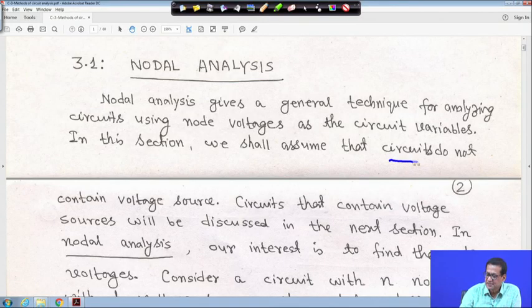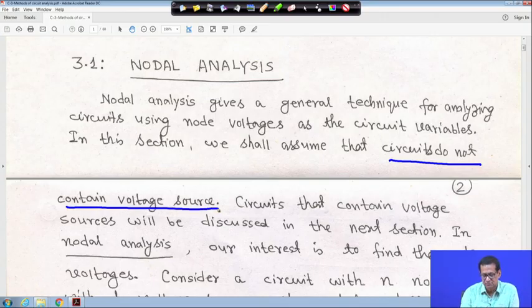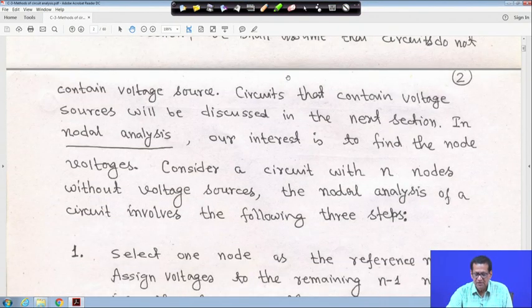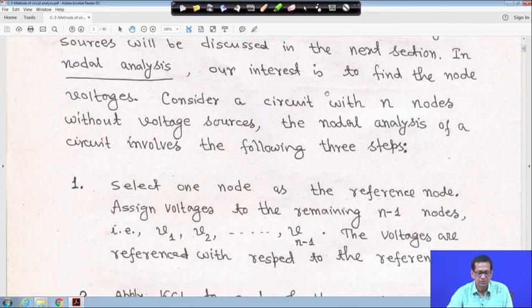First we will assume that circuits do not contain a voltage source. There is no voltage source. The circuit that contains the voltage source we will discuss in the next section. So first we will consider a circuit without voltage source, but a current source may be there. Our interest is to find the node voltages.